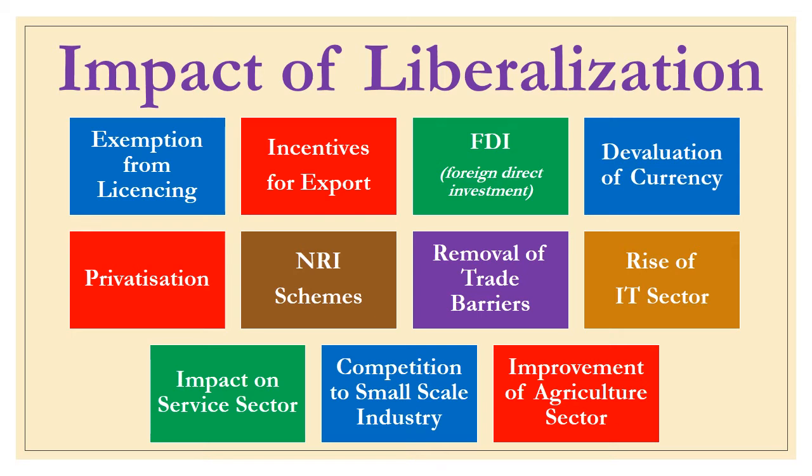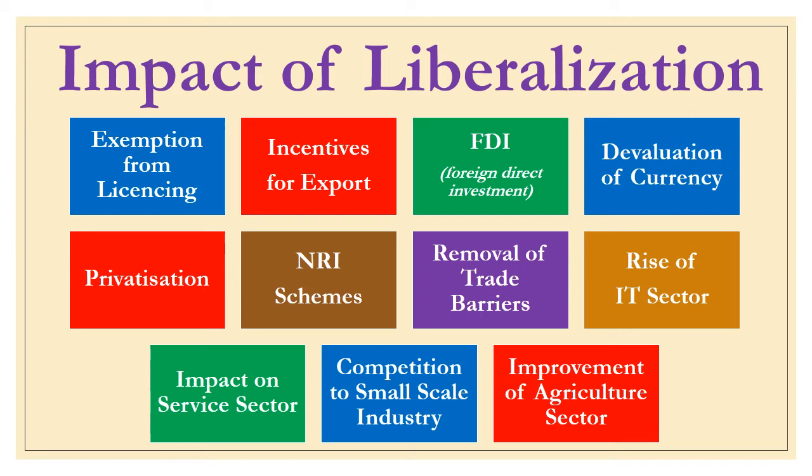Devaluation of currency basically means that we reduce the external value of our currency while the internal value of domestic currency remains constant. So the first time the devaluation of rupee was done in 1966. Then again it was done after the 1991 economic reforms. So at that time the rupee was devalued by 18 to 19%.